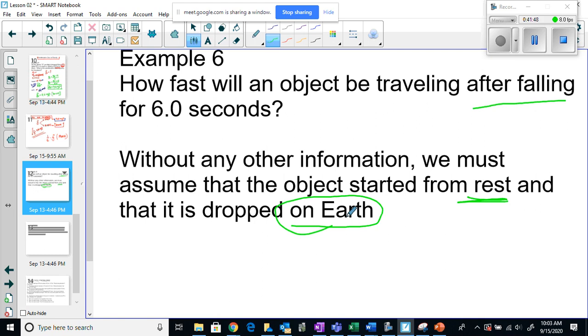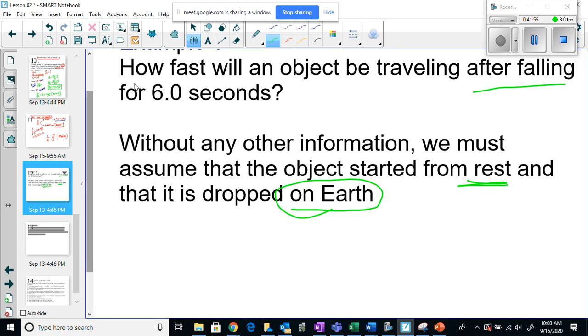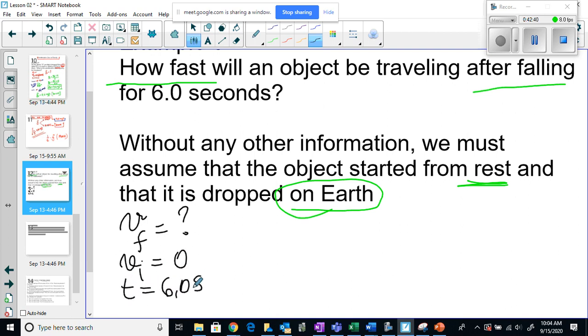Okay, so now let's sort what is given and what they are asking for. How fast is it traveling? So what are they asking for? Velocity. They are asking for final velocity, so final velocity is question mark. Now, since everything is going in one direction, we can ignore the sign. We see that the object is dropped from a certain height and then it is going down. What is final velocity after 6 seconds? Okay, so what is initial velocity? 0. Excellent. And time is 6.0 seconds.